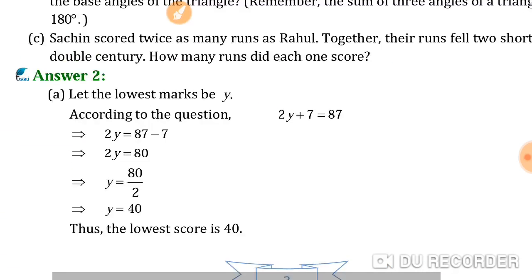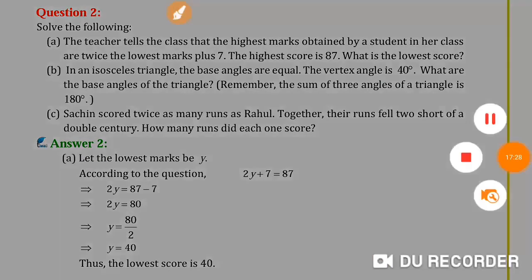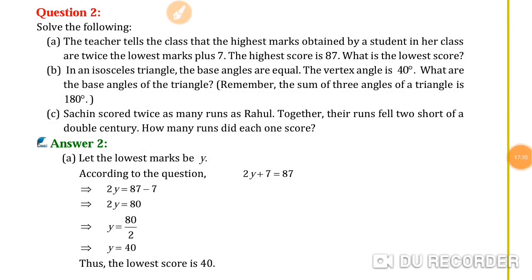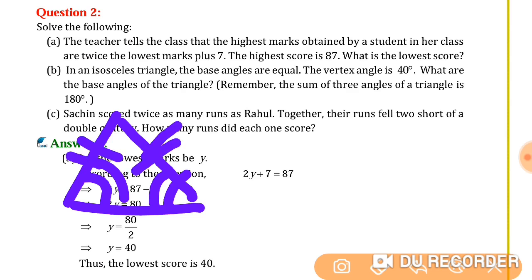So second question. In an isosceles triangle, the base angles are equal. See, if it is an isosceles triangle, the base angles are equal, means same. Base angle means these two sides are equal. Keep it in mind, the opposite sides' angles are also the same. The vertex angle, where the two sides touch, is 40 degrees. What are the base angles of the triangle?